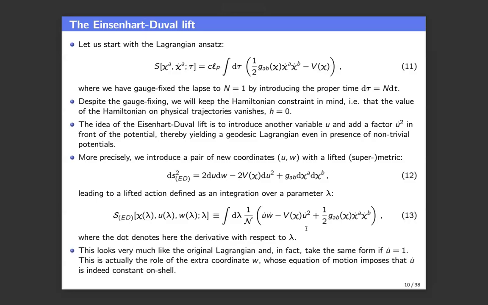This construction is quite old, and it was introduced by Eisenhart, I think, in the early 1930s. So it's a very old construction. The point is that this formulation really looks very much like the original Lagrangian. In fact, it will take the very same form if u dot is equal to 1, so if you identify u to the proper time tau. And this is precisely the role of the extra coordinate w, for which the equation of motion will impose that u dot is indeed a constant on shell.